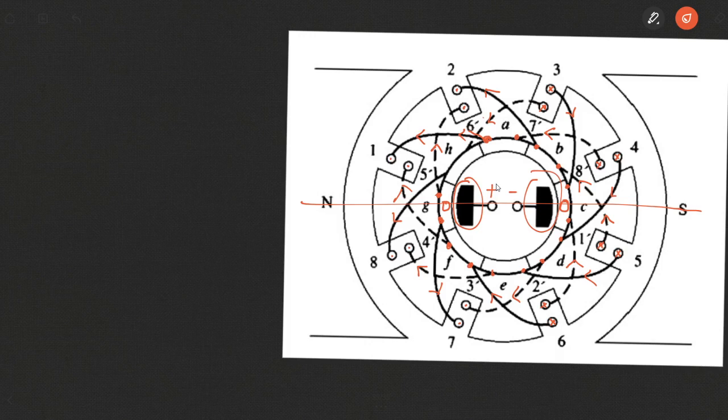So whenever the commutator segments are exactly located at these two positions, it will so happen that for the coils attached to these commutator segments, the currents will be moving in from both coil sides, as well as moving out from both coil sides. So you actually have two paths in this case, under the influence of north and south. You actually have two parallel paths.